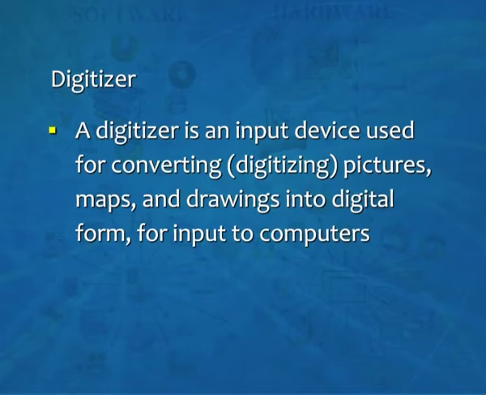Next one is digitizer. A digitizer is an input device used for converting or digitizing pictures, maps and drawings into digital form for input to computers. For example, x and y coordinates of points in a line drawing may be stored in digital form. This enables recreation of the drawing from the stored information and also easy incorporation of changes in the drawing whenever required.